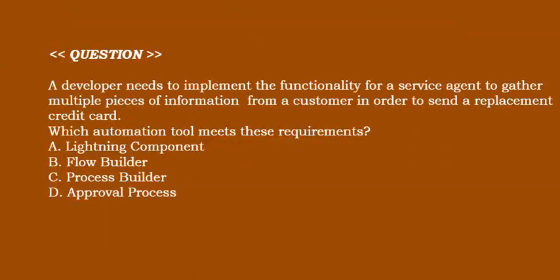Next question is, a developer needs to implement the functionality for a service agent to gather multiple pieces of information from a customer in order to send a replacement credit card. Which automation tool meets these requirements? Option A, Lightning Component. Option B, Flow Builder. Option C, Process Builder. Option D, Approval Process. Correct answer is option B.